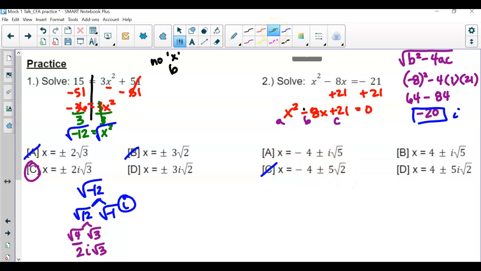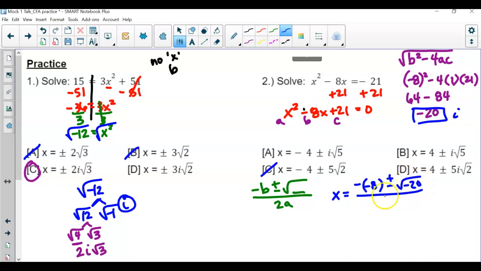Now I'm going to go ahead and continue. Remember, quadratic formula is negative b plus or minus the square root of our discriminant, the b squared minus 4ac, over 2 times a. So now I'm going to continue and plug everything in. So x is equal to negative b, which here is negative 8, plus or minus the square root of negative 20, our discriminant, over 2 times a, which in this case is 1.